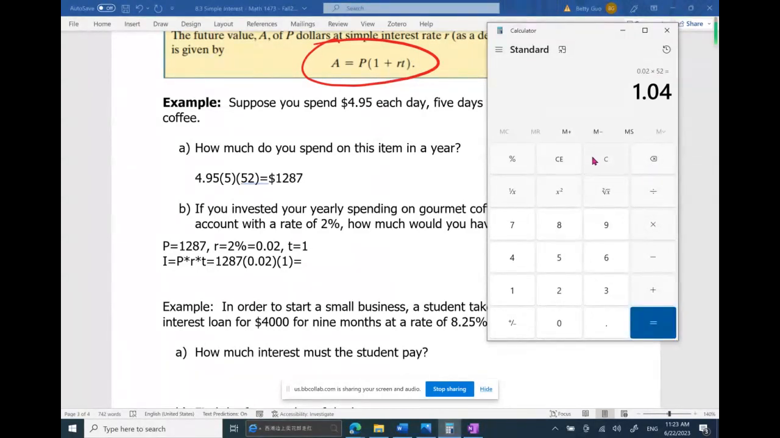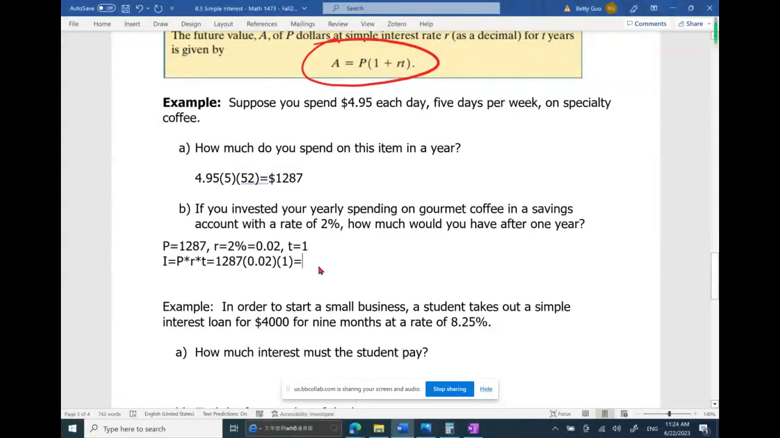Oh, I messed up. Let's do it again. 1,287 times 0.02. A good calculator for this course is super important. I have stressed that many times. Get a good calculator as early as possible and get familiar with it. So the I here, the interest amount for 1 year, is $25.74.